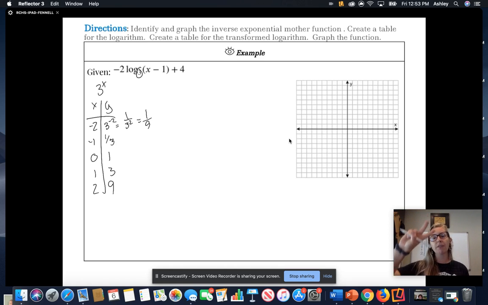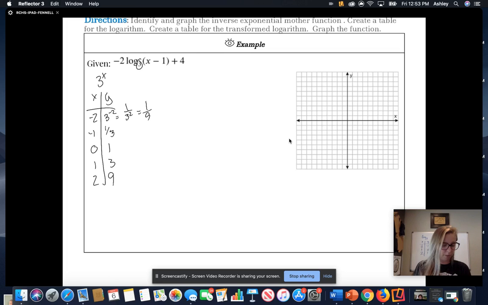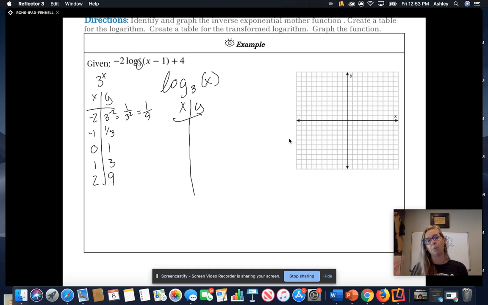And remember, my logarithmic function is the inverse. So I'm just going to swap my x and y values to find what the most basic log base 3 of x would be. So now all I'm going to do is just flip my table. What was my input is now going to be my output. What was my output will now be my input. So 1/9 will give me an output of -2, 1/3, -1, 1, 0, 3, 1, 9, 2. Again, all we're doing is flipping our table here.